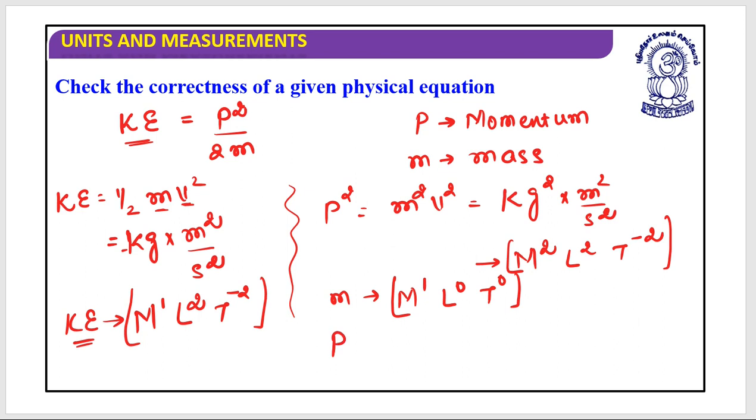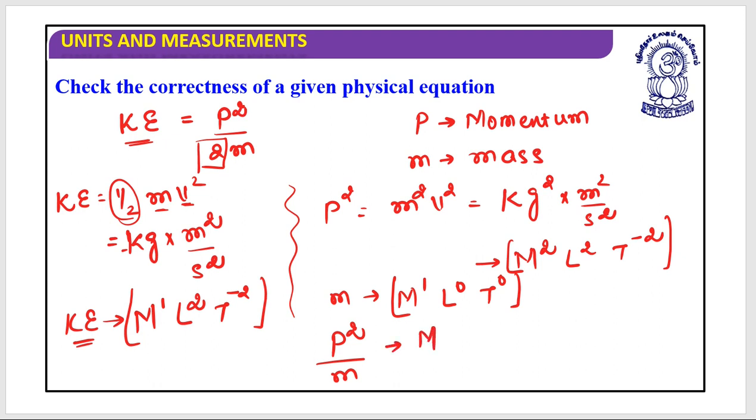Now I need to take a ratio of this p square by m. Here you might have observed that 2 is a constant number, and we do not write any dimensional formula for any constant. So I have just omitted the 2. Same case is here for half as well. So this is p square by m.